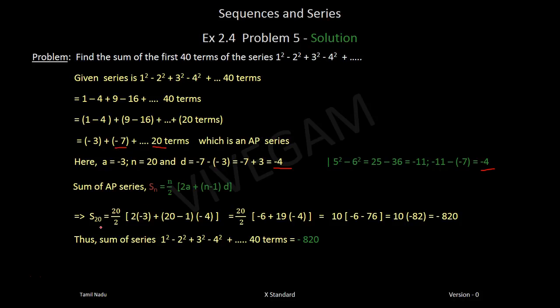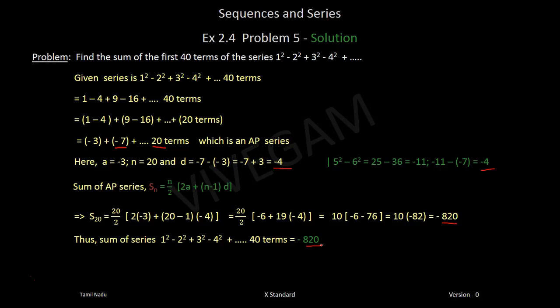Substitute all these values, you'll get S20 equal to n by 2, that is 20 by 2, into open bracket 2a, 2 into minus 3, plus n minus 1, 20 minus 1, into d, which is minus 4. So 20 by 2 is 10 and 2 into minus 3 is minus 6. 20 minus 1 is 19. So 19 into minus 4 is minus 76. So 10 into minus 6 minus 76. That is 10 into minus 82, that is minus 820. So the sum of this series is minus 820.